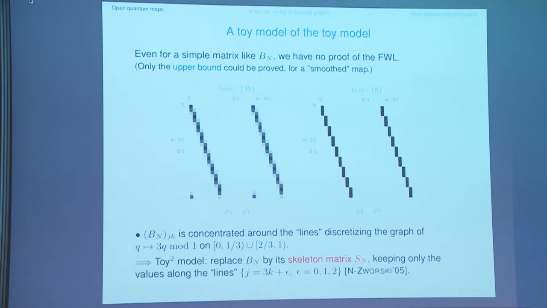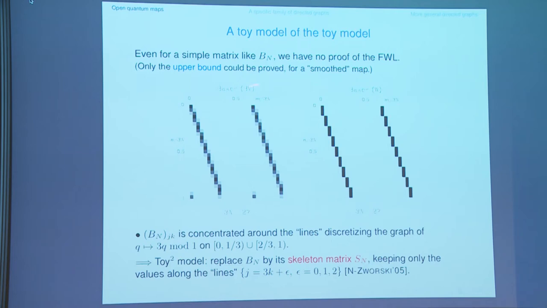So the skeleton is just given by a discretization of the map q goes to 3q on this interval. You remember that the description of the Baker's map horizontally was q goes to 3q. And when you look at the graph of this map, there would be tilted diagonals here like this. Our matrix is just a discretization of these tilted diagonals. Okay, so this is now our toy square model, the toy model of the toy model.